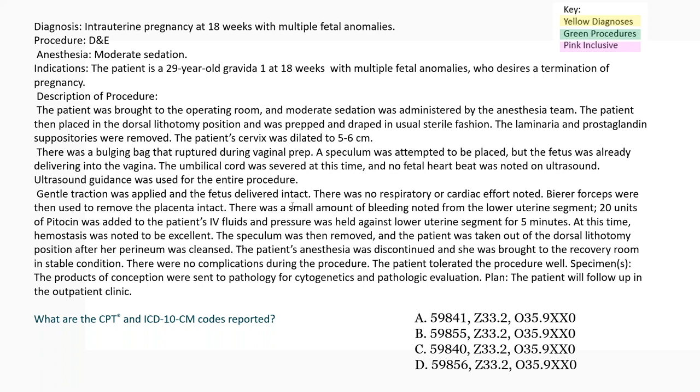There was a small amount of bleeding noted from the lower uterine segment. 20 units of Pitocin was added to the patient's IV fluids, and pressure was held against the lower uterine segment for 5 minutes. At this time, hemostasis was noted to be excellent. The speculum was then removed, and the patient was taken out of the dorsal lithotomy position after her perineum was cleansed. The patient's anesthesia was discontinued, and she was brought to the recovery room in stable condition. There were no complications during the procedure. The patient tolerated the procedure well. The products of conception were sent to pathology for cytogenetics and pathologic evaluation. The plan: the patient will follow up in the outpatient clinic.